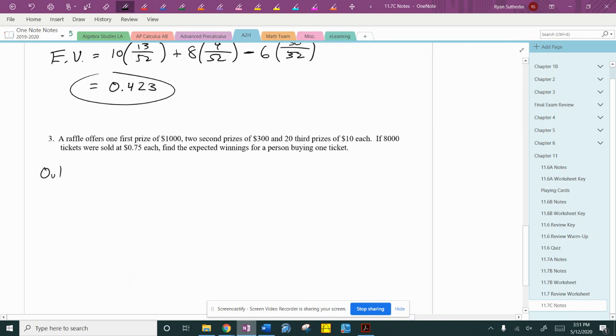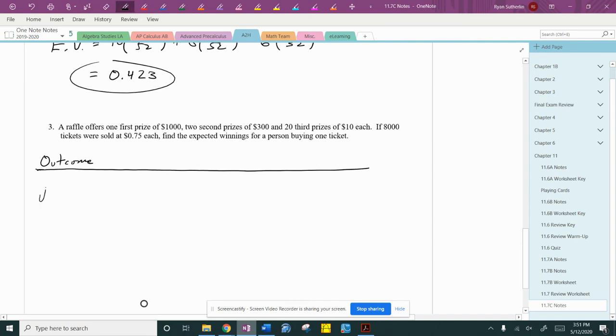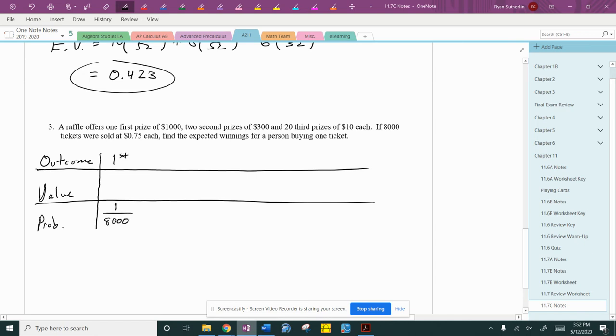So let's start my table. So I have my outcome, I have the value of that outcome, and I have the probability that that outcome will occur. So there's 1 first prize. So let's do that. There's 1 first place. There's 1 out of 8,000 tickets that wins. Now, if I win $1,000, I paid 75 cents. So I'm really winning $999.25.